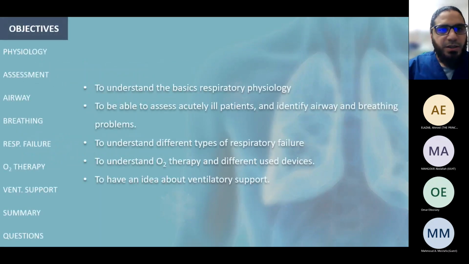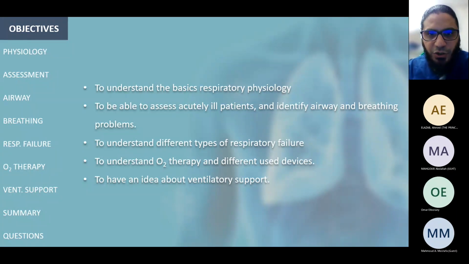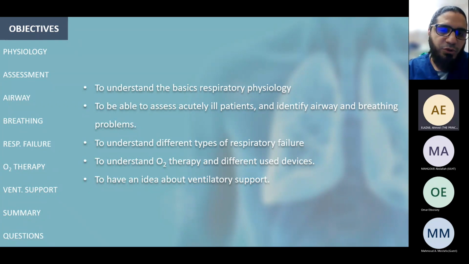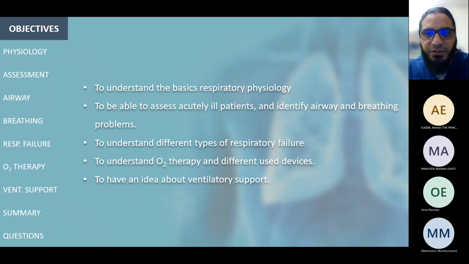Right. So in the beginning, I'll just talk about the objectives of this session. By the end of this session, you should understand the basics about the respiratory physiology and be able to assess acutely ill patients and identify the patients who need respiratory and airway support, to understand the different types of respiratory failure and how to manage each of them. We'll have an idea about oxygen therapy and the different devices that you can use, and a general idea about the ventilatory support. It's not in details, of course.